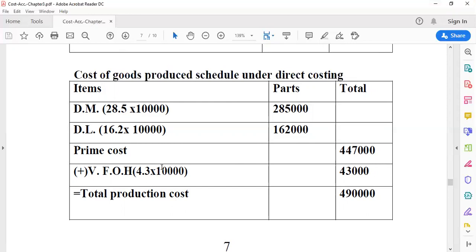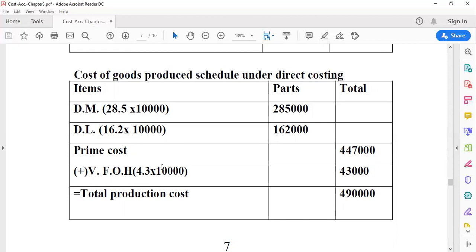We need to add direct material to direct labor to get our prime cost, and then add the variable factory overhead, not the total factory overhead like what we had taken in the last theory. Okay, so this is the first difference between the two theories. I will calculate direct material as we had taken, which is 28.5 times units produced, and direct labor, which is 16.2 times units produced, to get the prime cost, which is 447,000.